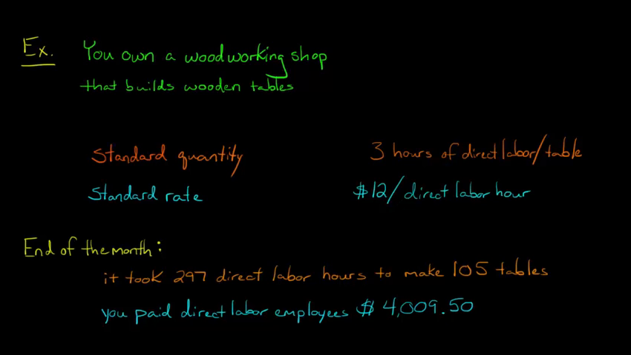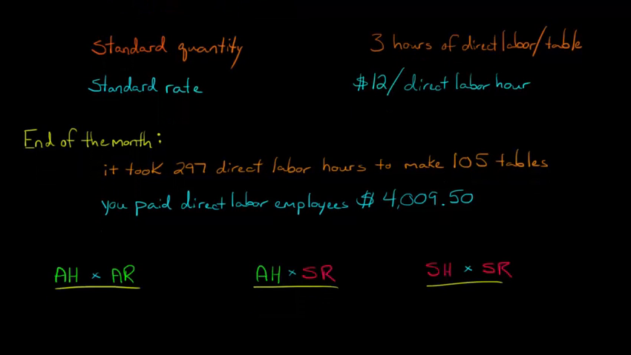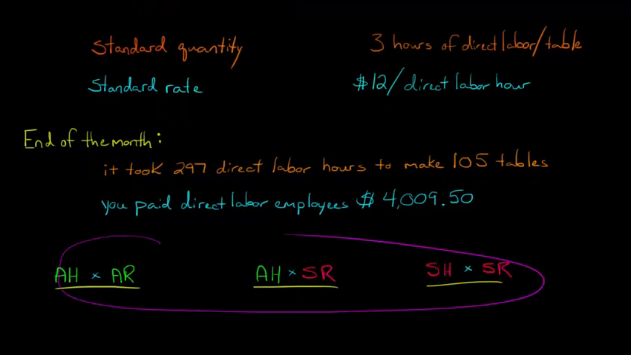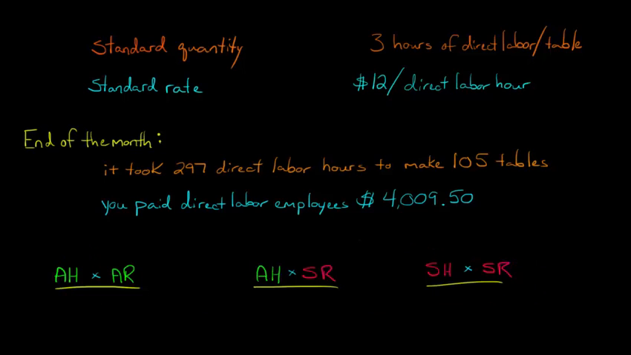So now we say, look, we built 105 tables, and it took us 297 direct labor hours to build those tables. Now we tally up what we paid the direct labor employees, and we paid them $4,009.50 during the month. With all this information, we can start doing our variance analysis. We set it up the same as we did with the direct materials, but instead of actual quantity, we're going to have actual hours, and instead of actual price, we're going to have actual rate. We just substitute those things, and really it's no different than what we did before.